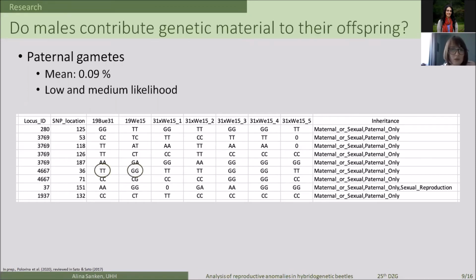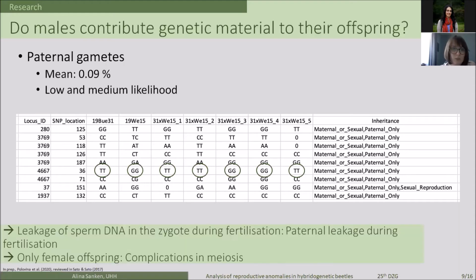So I have a double T for the mother and a double G for the father. 2 offspring showed the double G combination from the father, and the rest showed the SNP from the mother. So we have something that hints at leakage of sperm DNA in the zygote during the fertilization, which we call paternal leakage, which is quite interesting, considering that all offspring in this haplotype is female. And because all offspring is female, it seems that there are complications in the meiosis of the mother beetle.